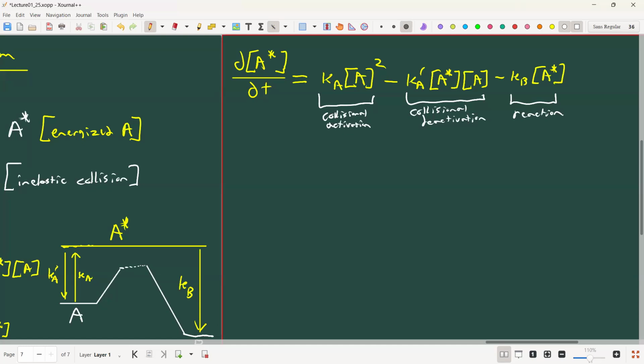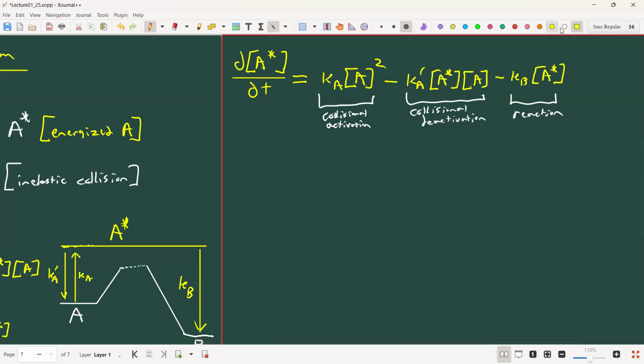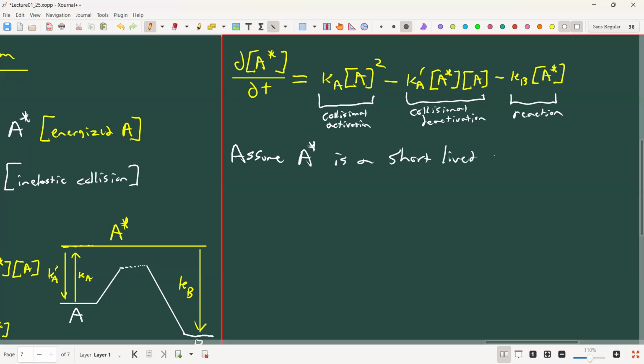A prime is a transient species. The idea is that A collides with A sufficiently enough to create A prime, and then A prime is just going to do something immediately. Either it's going to go backwards or it's going to go forwards. So let's make the assumption that A prime is just an intermediate. So now we'll assume A prime is a short-lived intermediate.